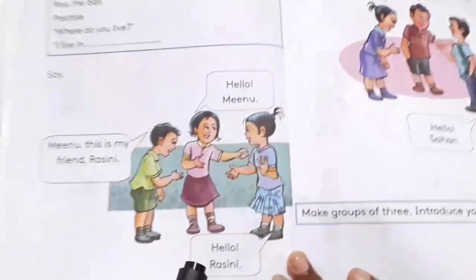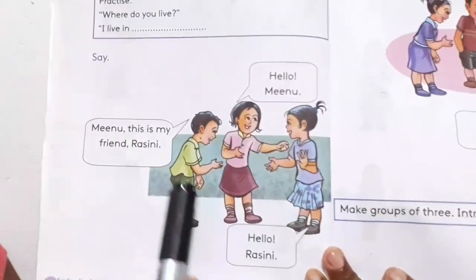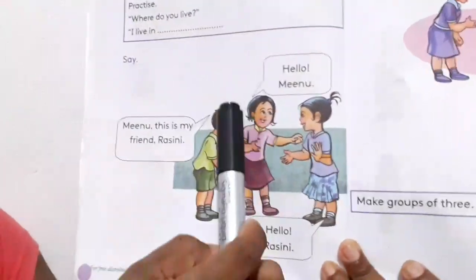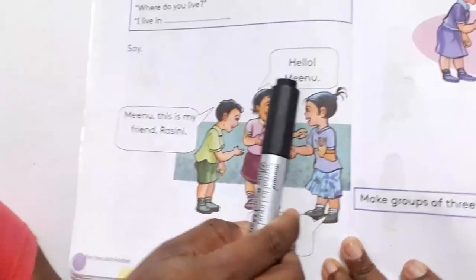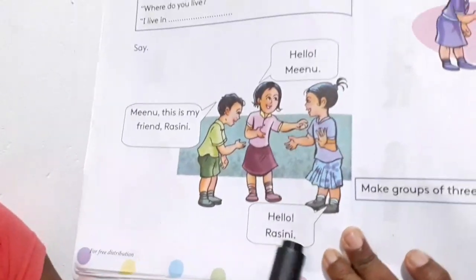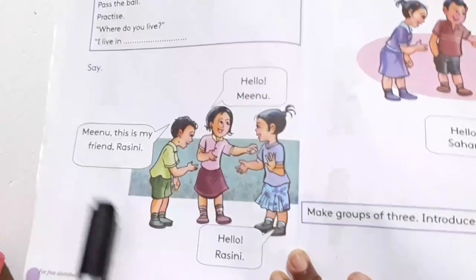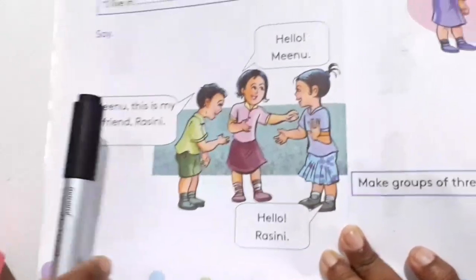Okay children, now let's take our pupils book. Are you ready? Turn to page 12. Here you can see your friends once again. We saw them earlier. Can you remember? Who is this? This is Meenu. Here you can see Rasini. Here you can see the boy in the class. Let's read now.